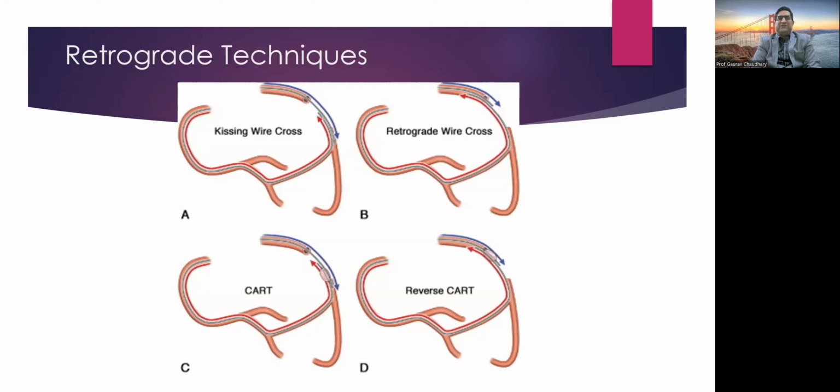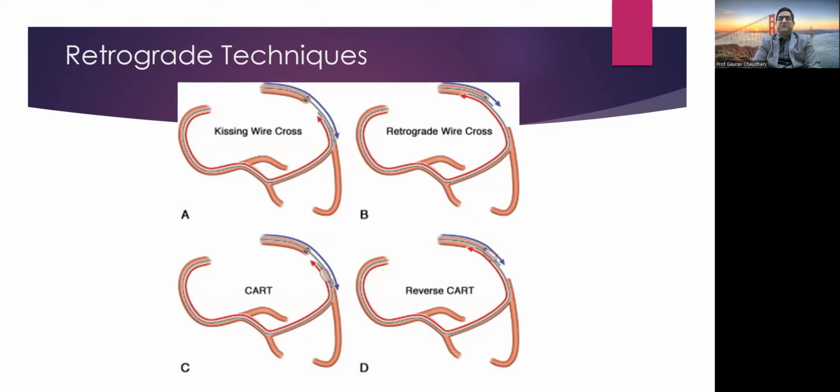Reiterating the various techniques: in kissing wire technique, the retrograde wire goes from collateral to the occluded artery, and if it finds a way, it's okay. If it doesn't find one, then the antegrade wire can be negotiated, seeing the distal wire. This is also called marker wire technique or kissing wire technique. Second is where the retrograde wire crosses itself into the lumen because the distal end of the CTO is soft as compared to the proximal end and the body of the CTO.